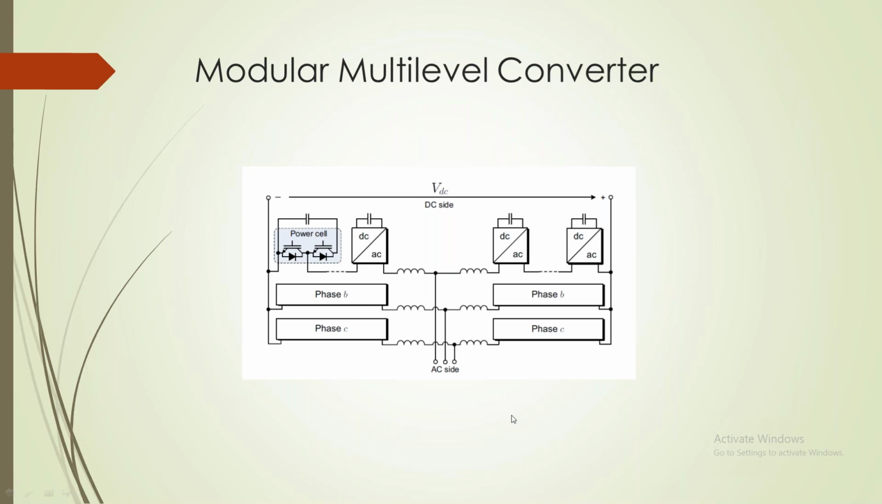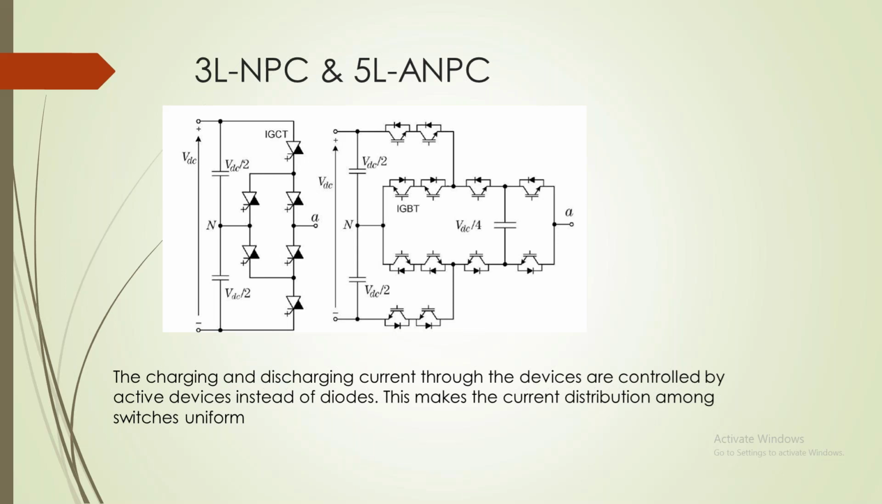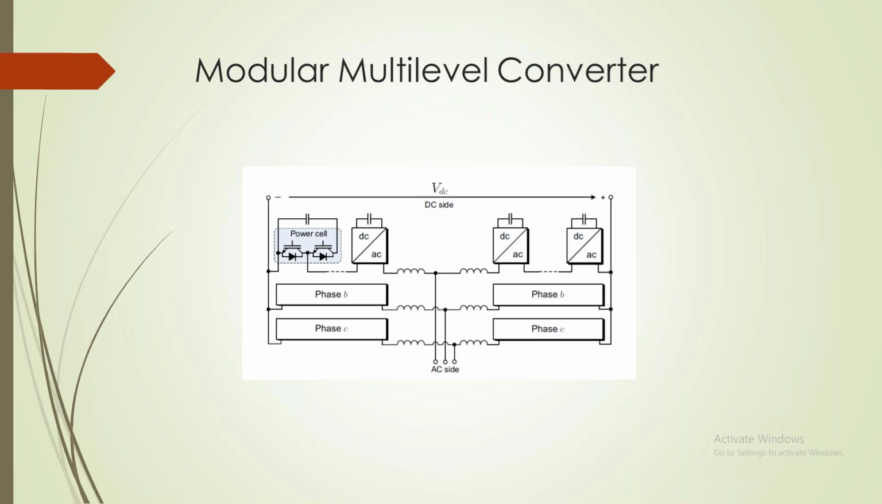You can also take up techniques to extend the five-level NPC to higher levels, or the switching techniques of the active switches to uniformly divide the current distribution among the switches. So these are the advanced multilevel inverter topologies. These are the two converters which are popular nowadays, and they are being used very popularly for research. So this is about the classical topologies and the advanced topologies of multilevel inverters.